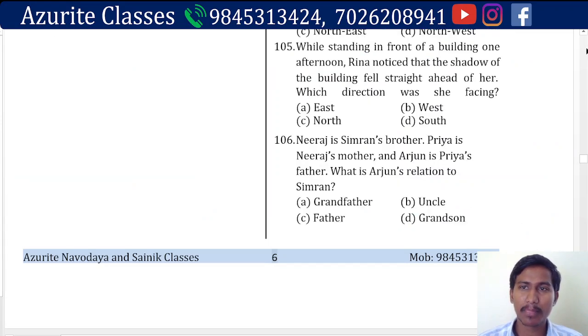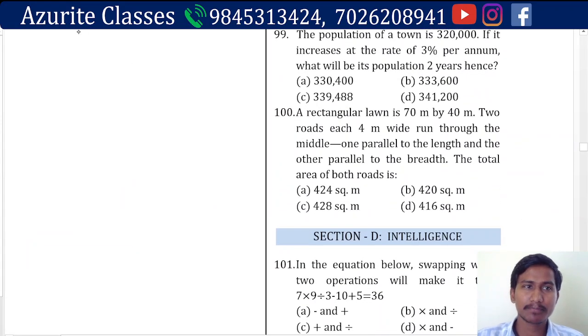Should we do 99 now? What is the question here? So if you see, the population of a town is 3 lakh 20,000. If it increases at the rate of 3% per annum, what will be the population after 2 years hence? Okay, so what do we have to do? So it increases 3% per year, per annum. So initially, starting, it was 3 lakh 20,000.